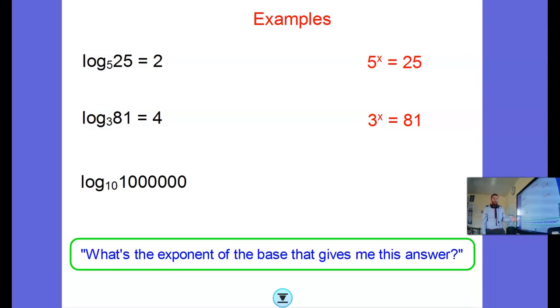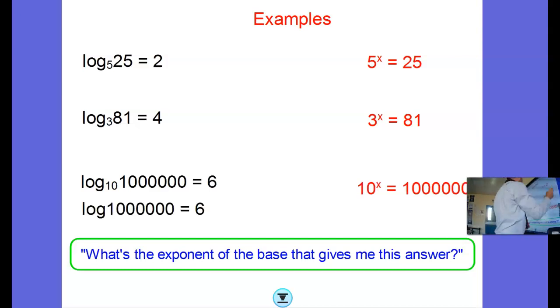Log base 10, this is the most common log. If you see the log button on your calculator, as a default, it's using base 10. So base 10 is a really useful one to look out for. Anyway, log base 10 of 1 million, what's that saying? It's saying 10 to the power of something gives me 1 million. 10 times 10 times 10 times 10 times 10 times 10. 10 to the power of 6 gives me 1 million.